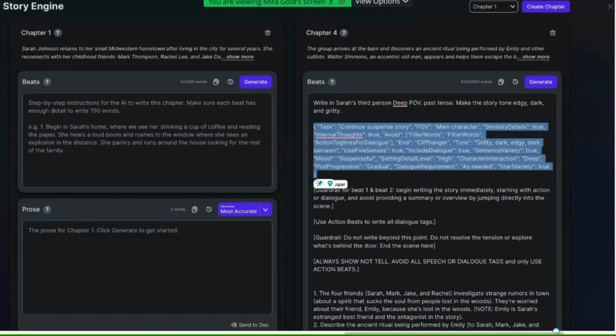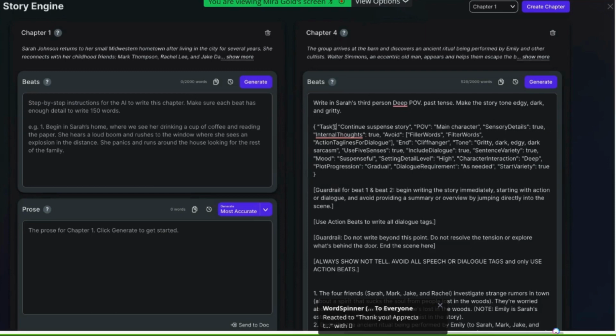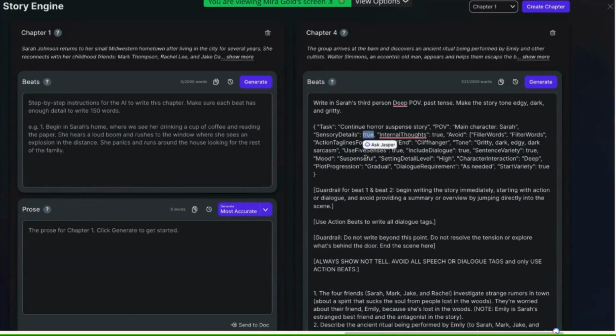So what does this tell it to do? It's telling the AI to stay on task. Task means that it must continue the suspense story, or I can name it, I can say that it's a horror suspense. I'm asking it to direct the POV. Main character is Sarah. I want it to use sensory details. Sensory details are important. And notice how it says true. If I didn't want sensory details, I'd say false. Internal thought. Do we want internal thought? Do we want that to be true or false? Do we want her to have internal thought?